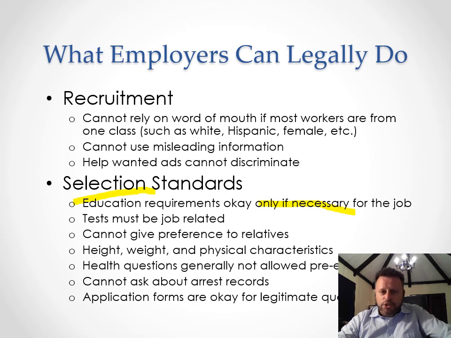We can give tests, which we're going to learn about later in the semester, but it's got to be job related. You cannot give preference to relatives, that should be clear. Health questions are generally not allowed, unless they're related to the job. You can't ask about arrests unless it's related to the job. So you can't ask about felonies.